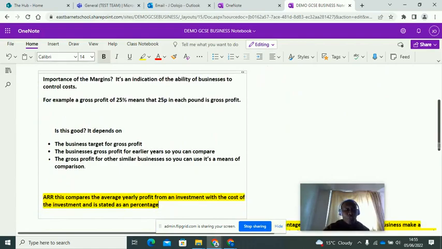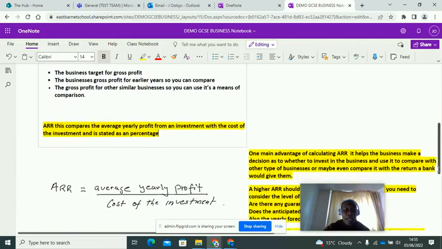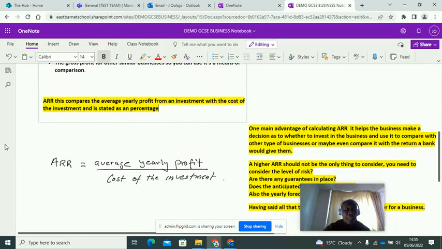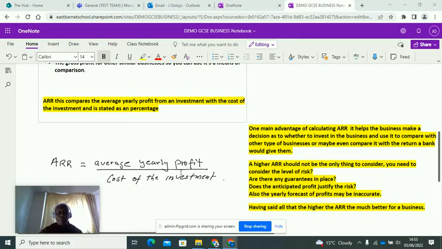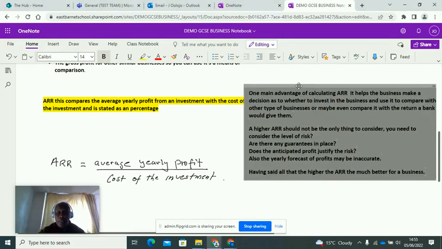Okay. So we're going to go straight into ARR. Okay. Average rate of return. This compares the average yearly profit from an investment with the cost of the investment, and it's stated as a percentage. And that's the formula, guys. You should know that average yearly profit over the cost of the investment.